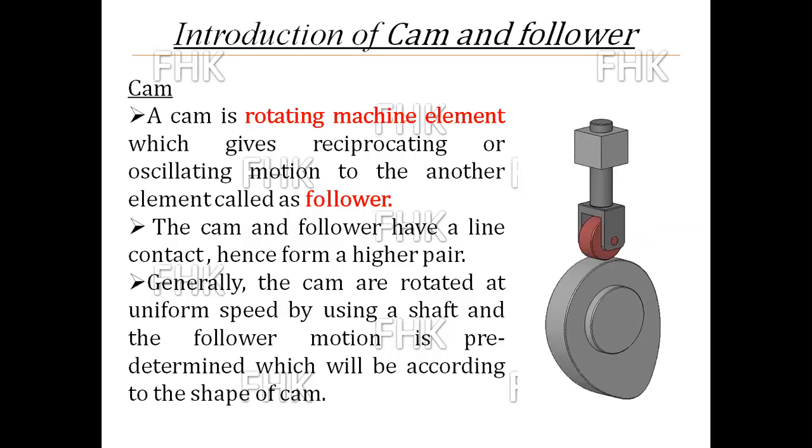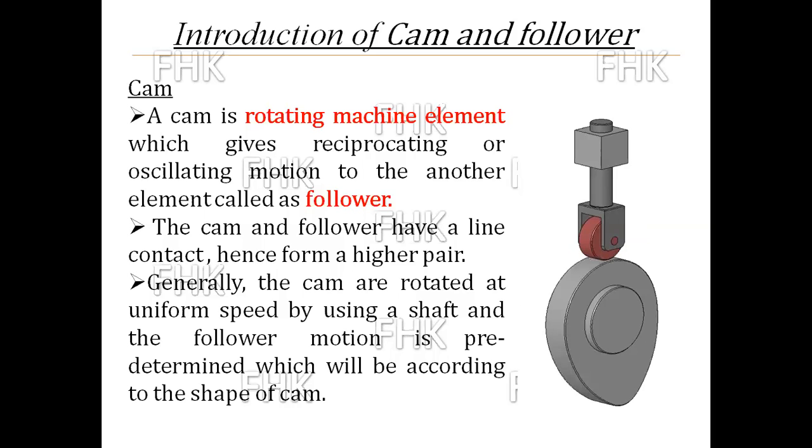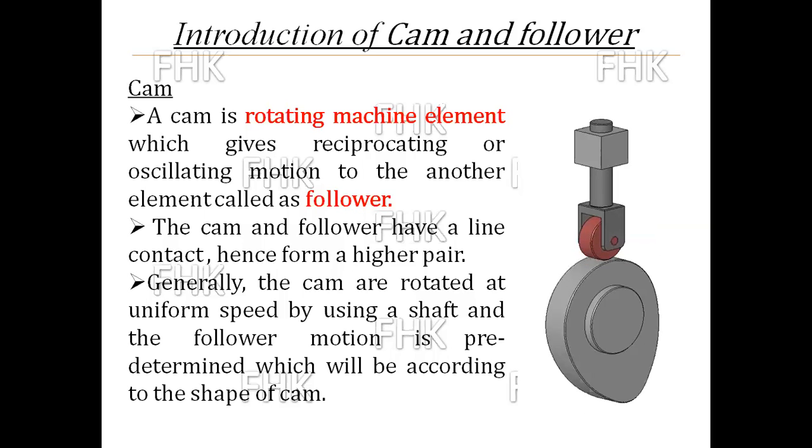And guys, you know what is the difference between higher pair and lower pair? When the two elements of a pair are joined together with point or line contact between them, the joint is called a higher pair. So these form a higher pair. Cam and follower form the higher pair.